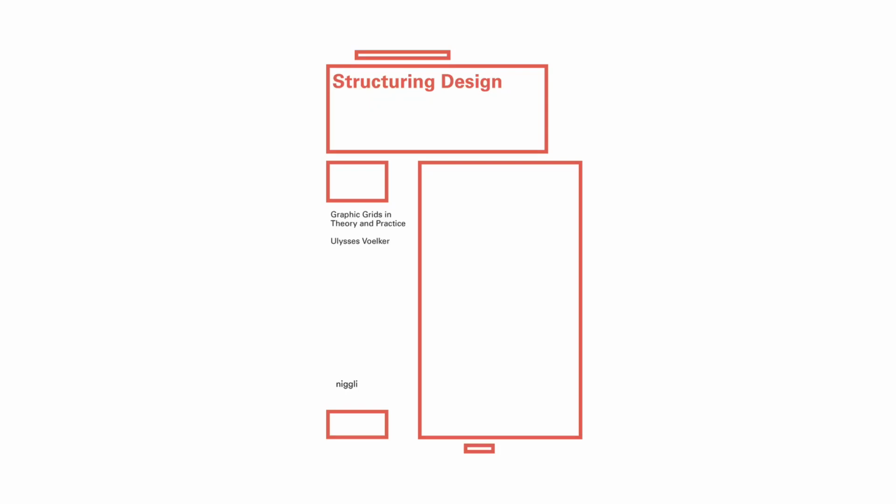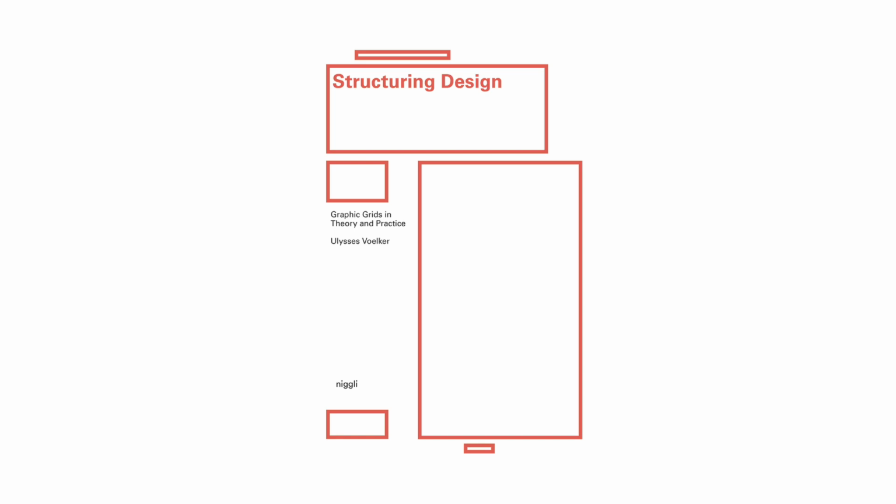Structuring Design: Graphic Grids in Theory and Practice is a comprehensive exploration of one of the most fundamental tools in graphic design, the grid. Written by design experts, the book delves into the theory, history, and practical application of graphic grids, offering a detailed understanding of how they shape design work and influence visual communication. The book is a crucial resource for designers, offering both a deep theoretical foundation and practical insights, making it equally valuable for students, professionals, and design enthusiasts alike.